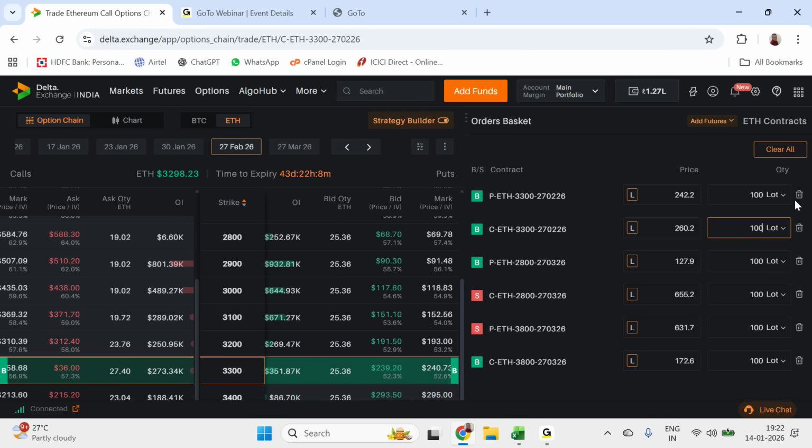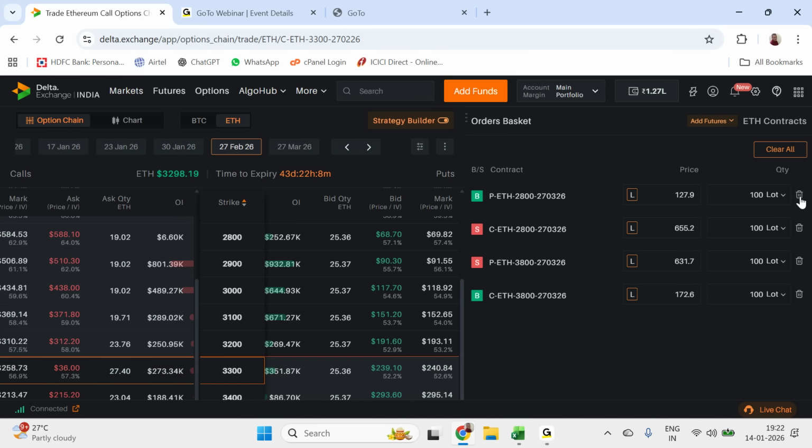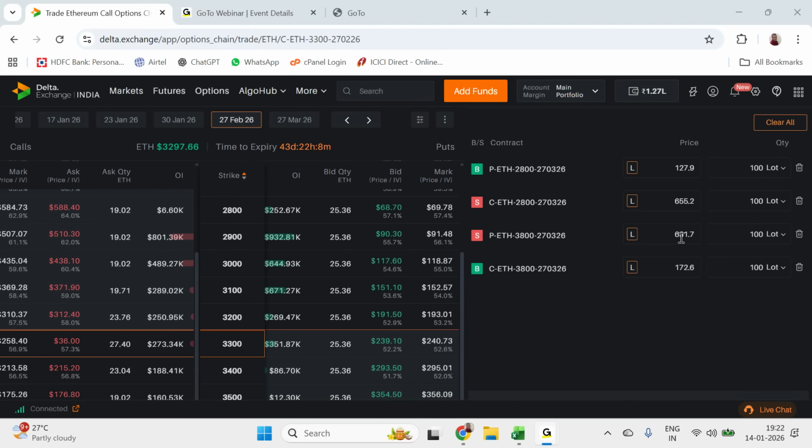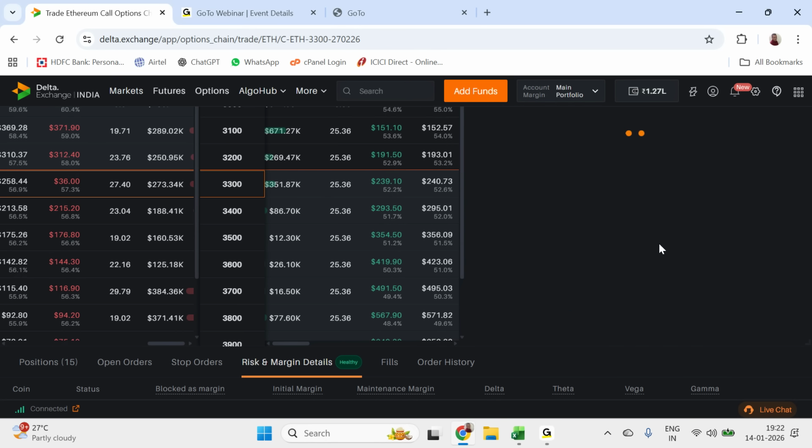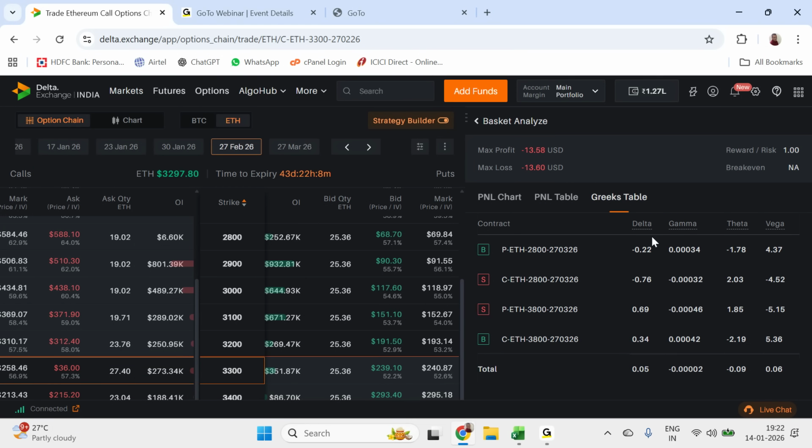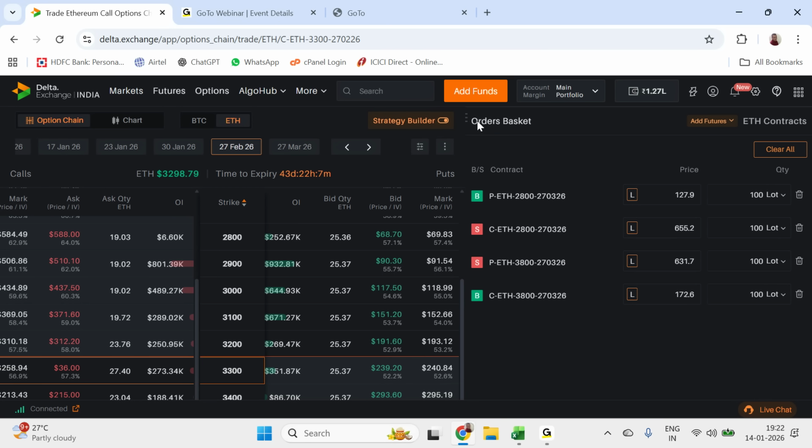One thing I forgot to show you here. We saw that no profitability comes here. But what about the Greeks? Delta is 0.05, almost zero. Theta is also almost zero, so meaningless. The profit and loss is also 13.58, 13.6. You have to remember, the box strategy as such never gives any profit.